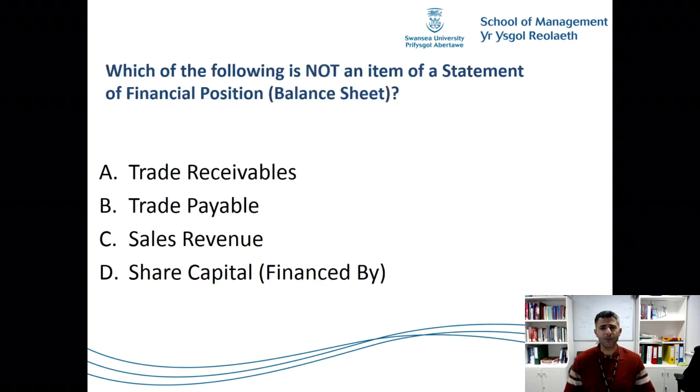How about this? Which of the following is not an item of a statement of financial position? We did explain last week, if you remember briefly, and we did say that which one is not. Trade receivable, it is. Trade receivable is an asset, is a current asset. Trade payable is a current liability. Share capital or finance by, of course, it's part of the balance sheet or statement of financial position. However, the sales revenue is not part of statement of financial position. It is part of statement of profit or loss.